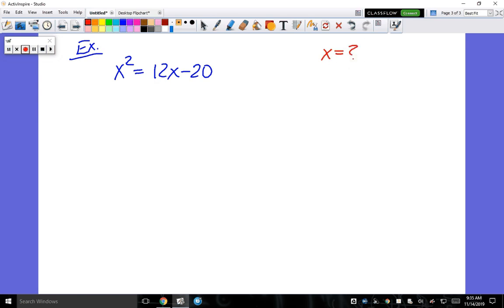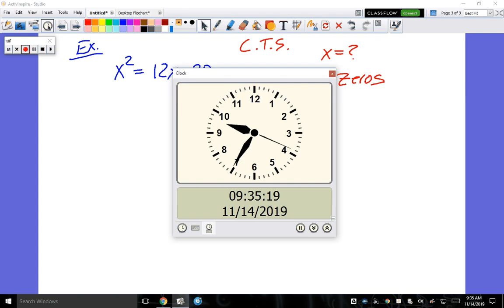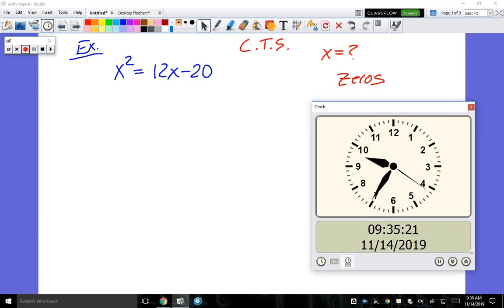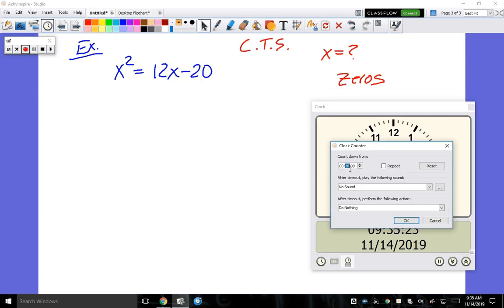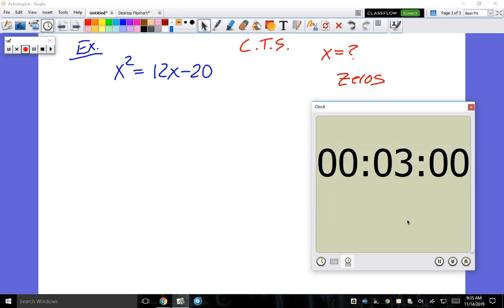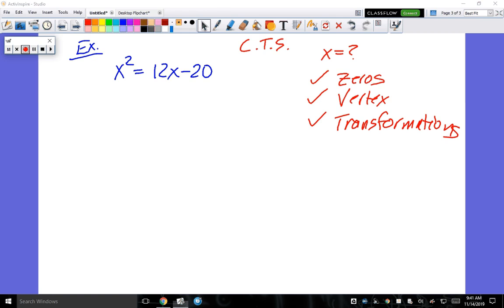What are your factors or what are your x solutions? What are the zeros of the function? But you can only do it by completing the square. So I want to see all the work. I will award you with bonus points. For the sake of time, I will give you 3 minutes. Go ahead and start. I'll see you at the end.